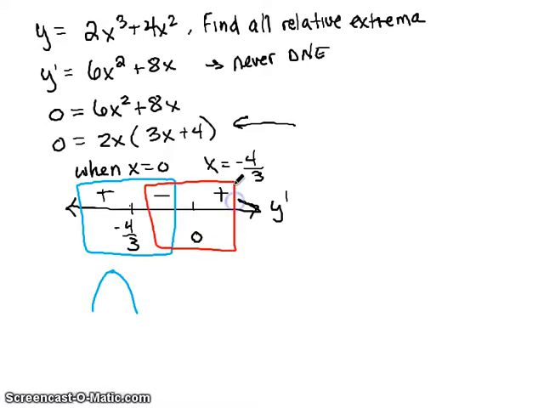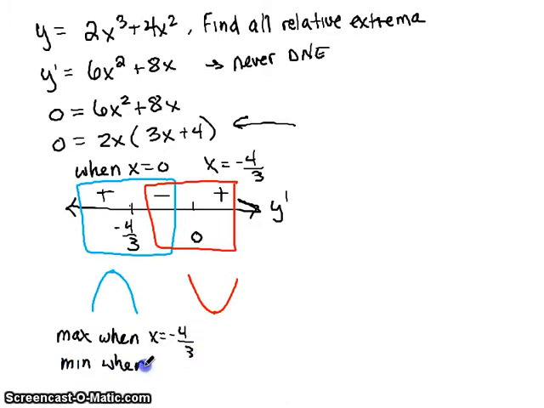Our derivative went from negative to positive, or our function went from decreasing to increasing, so we know we have a minimum value there at x equals 0. So we know where our relative extreme values happen. We know we're going to have a maximum when x equals negative 4/3, and we know we're going to have a minimum when x equals 0. But the question asks, find the relative extrema, not where do the relative extrema happen.